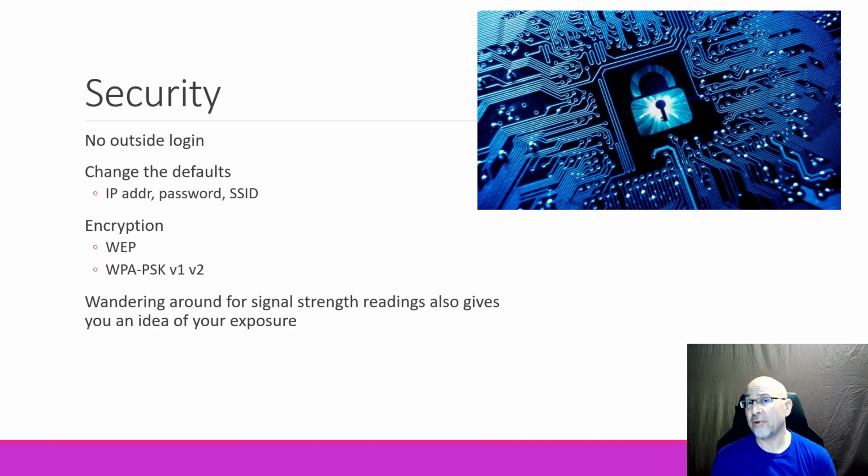Now, wandering around for your signal strength reading also gives you an idea of what your exposure is. This is particularly true if you're in an urban setting or you're in an apartment building and you're wandering around seeing who can see your signal, right? The more you blast out that signal, the more other folks can see your signal, which means they might have the ability to use your wireless network, they might have the ability to conflict with or create interference or attack your network. So taking a look around gives you a better idea of what your exposure is.